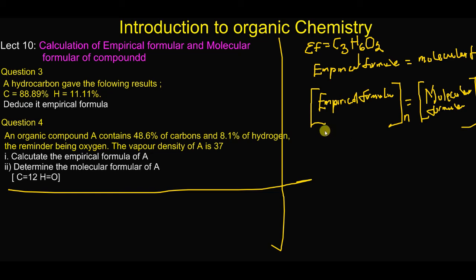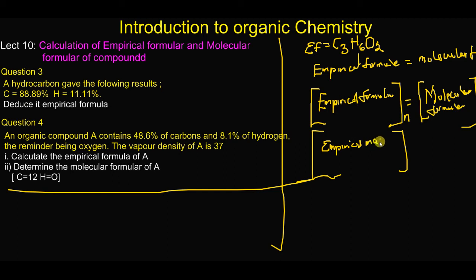Now this has its mass. Every empirical formula has its own mass. So here we have this formula. You can find the mass of the empirical formula, and that mass becomes the empirical mass, okay? The empirical mass unit.